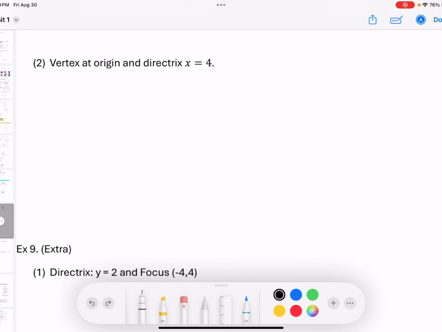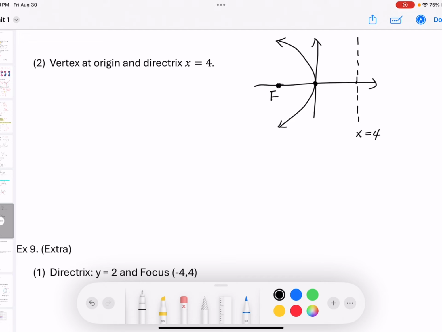Vertex at origin and the directrix is x equals 4. Let's graph it. Vertex at origin and directrix is x equals 4. X equals 4 is here. And then I have my graph against my directrix, and let's assume that this is my focal point, or focus.